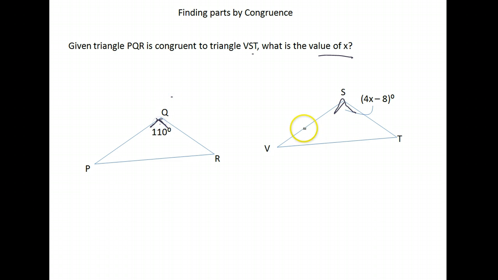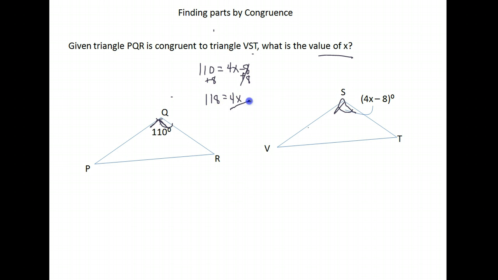Notice they are corresponding parts, and since the two triangles are congruent, that also means these two corresponding angles are congruent. So I know that 110 should equal 4x minus 8, again, because those two angles should be congruent. I want to solve this. I need to get x by itself, so I need to remove this minus 8 by doing the opposite of subtracting 8, which would be to add 8. That gives me 4x equals 118.